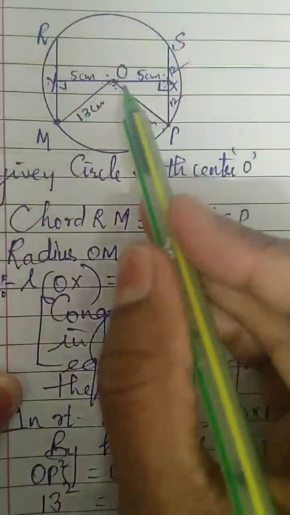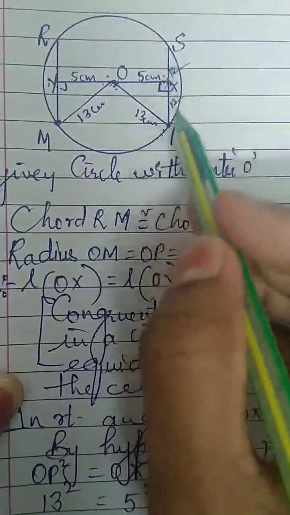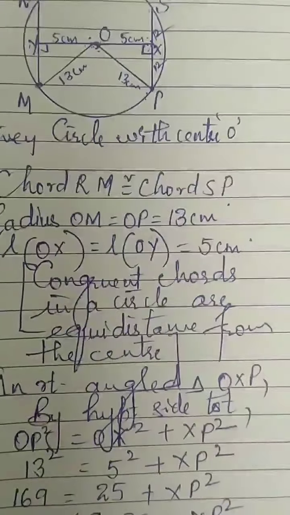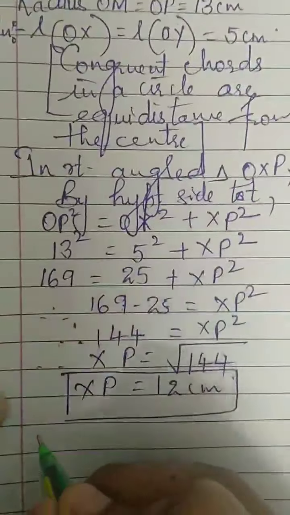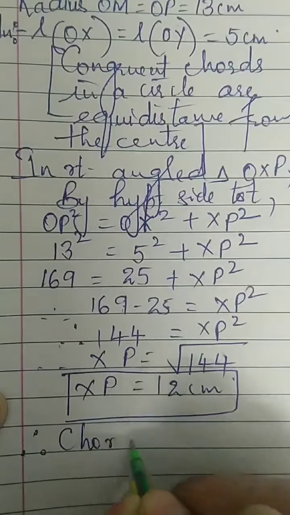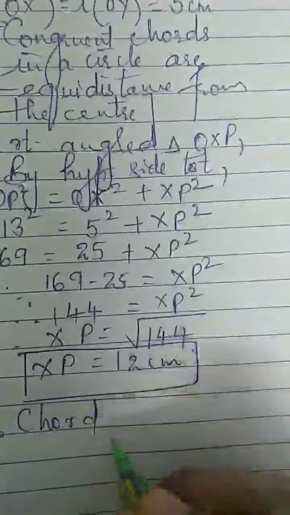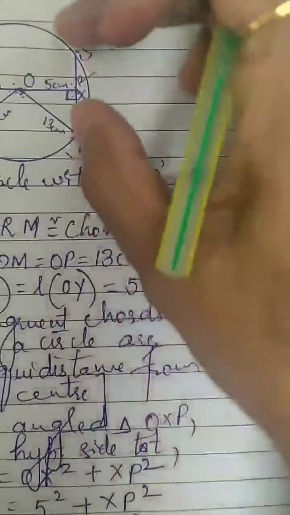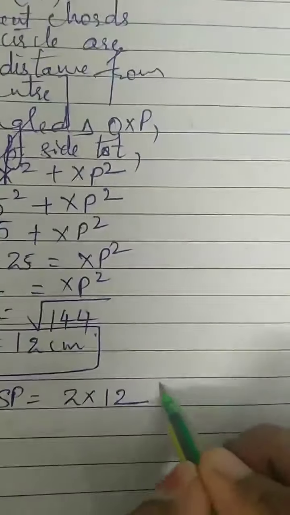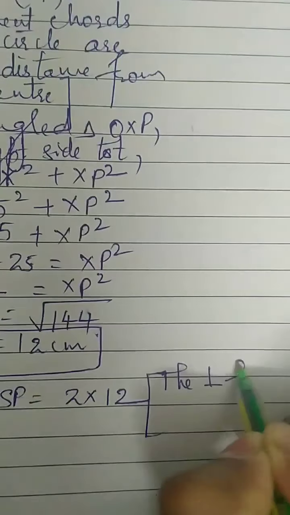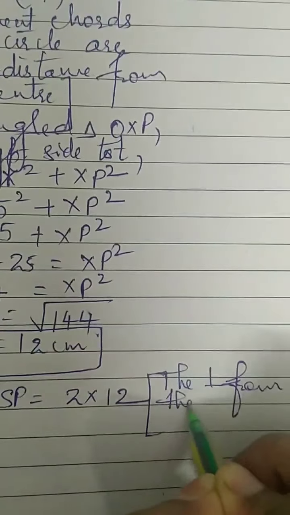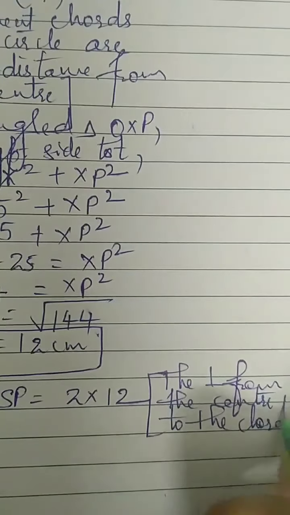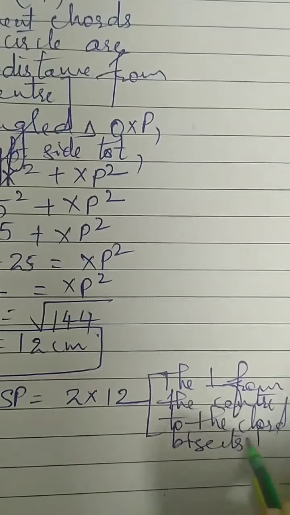Again, which property? Perpendicular from the center to the chord bisects the chord. So if half is 12, then the whole will be 12 into 2, 24. So that step we have to write. Next step, you will write: therefore chord SP is equal to 2 times 12. Write the reason: the perpendicular from the center to the chord bisects the chord.